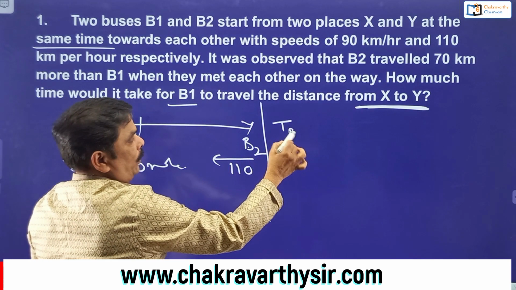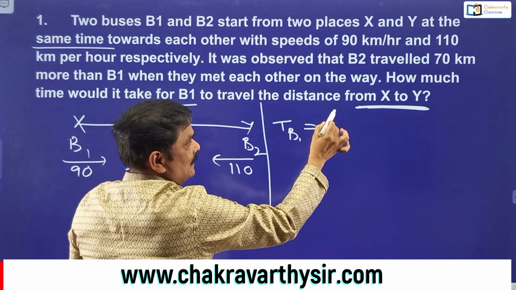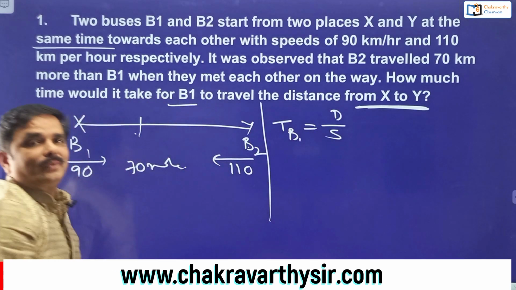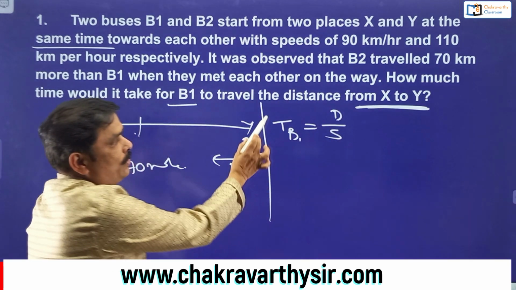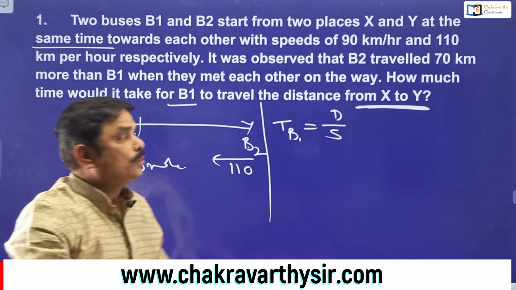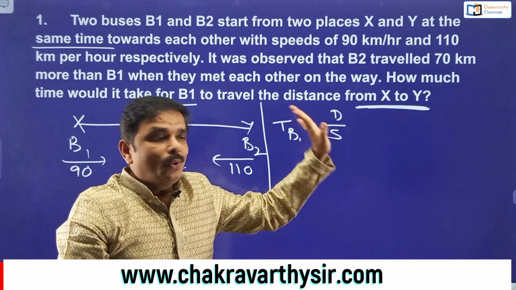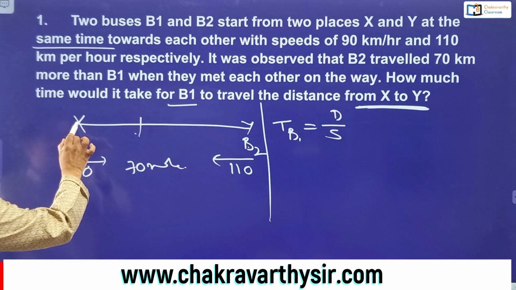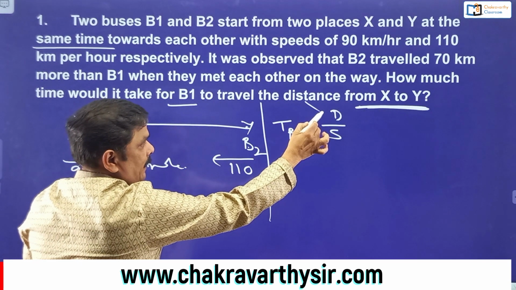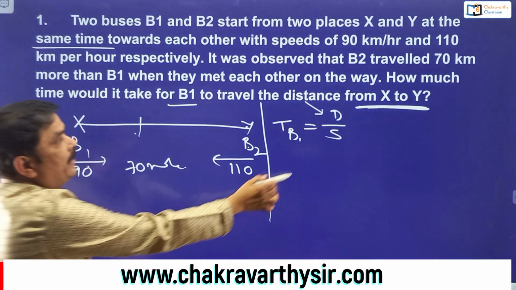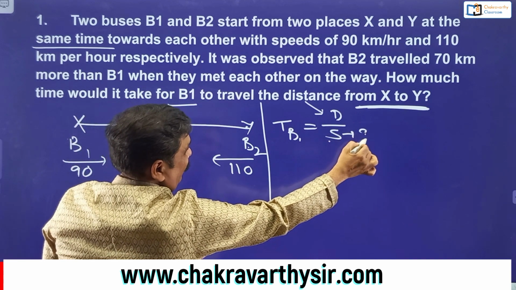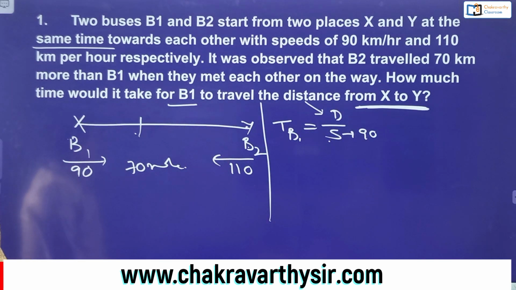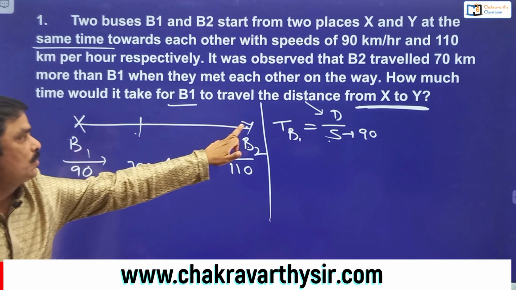So time is equal to, you know this one, distance by speed. Always start the questions like this. This is what exactly I need to find out. Distance from where to where? X to Y. So here I need to find the distance between X and Y and substitute here. And the speed of bus 1 they have already given, that is 90 kilometers per hour. Now my task is to find out the distance from X to Y.